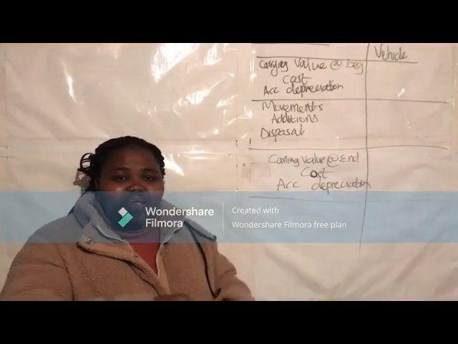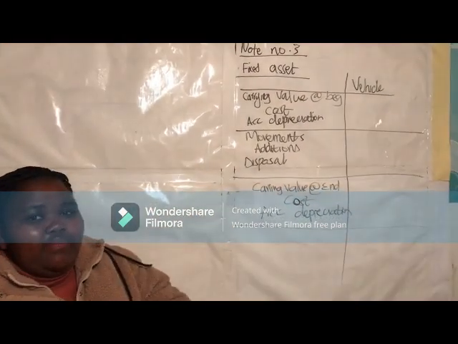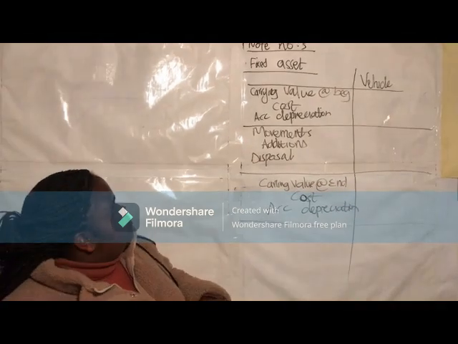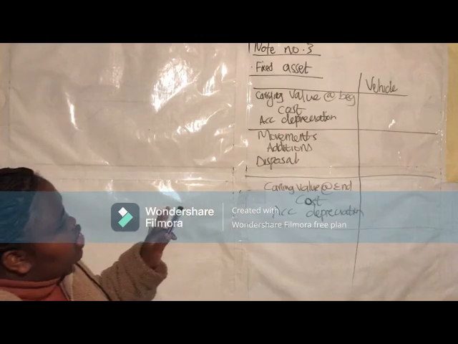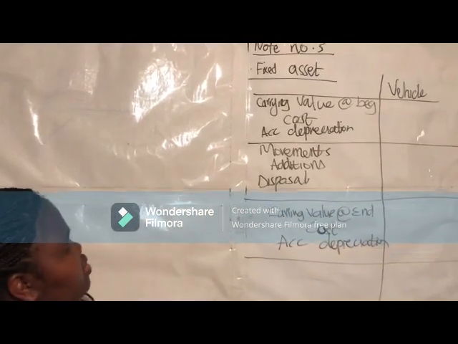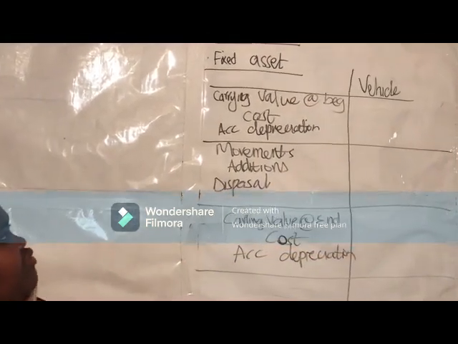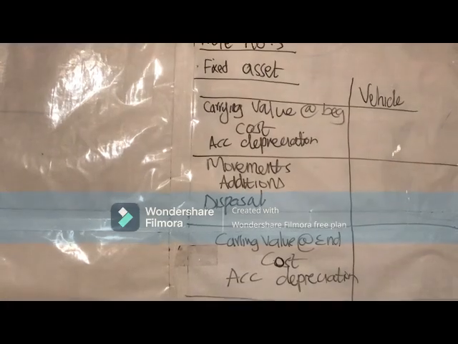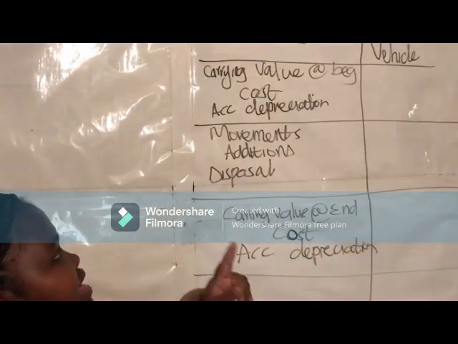Today we'll be looking at the notes to the financial statements, but we'll only be focusing on note number 3. As you can see on the board, I have my structure for my fixed asset note. So this is note number 3, and we are dealing with fixed assets. You will remember that your fixed assets are made up of your land and building, vehicles and equipment. But for this example, we're going to focus on one asset, which is a vehicle.